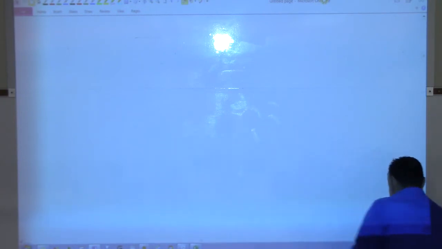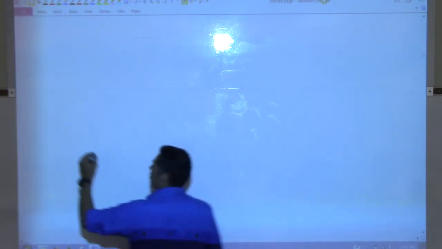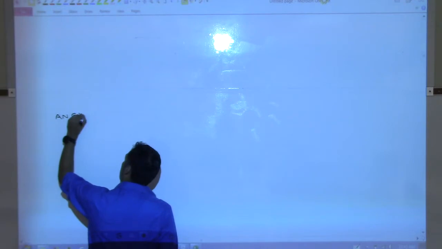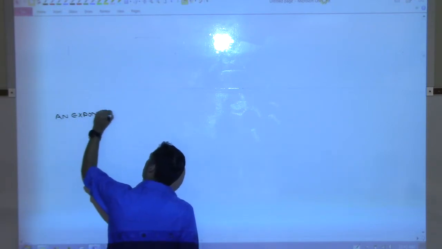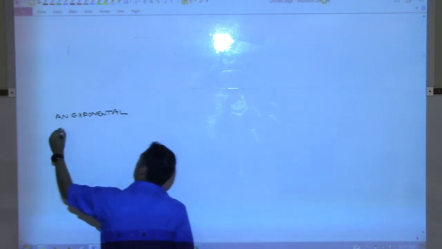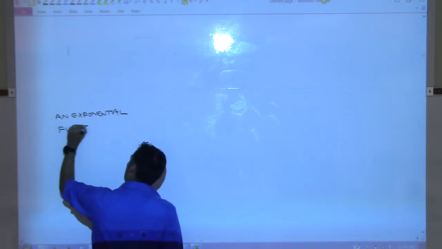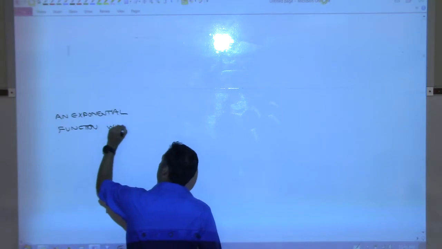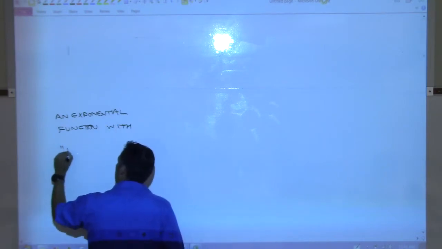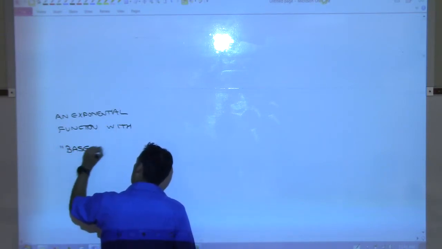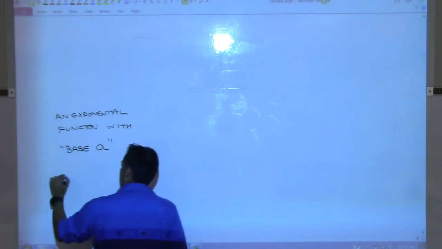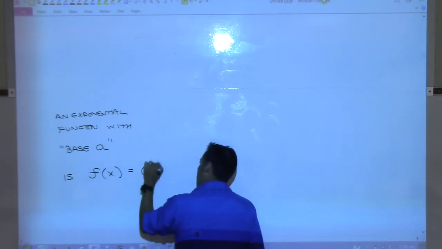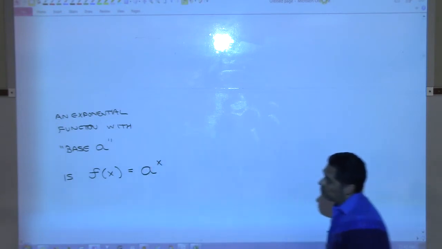Exponential functions. All right, so let's do a general definition. In general, an exponential function with base a is any function f of x that looks like this, a raised to the x.